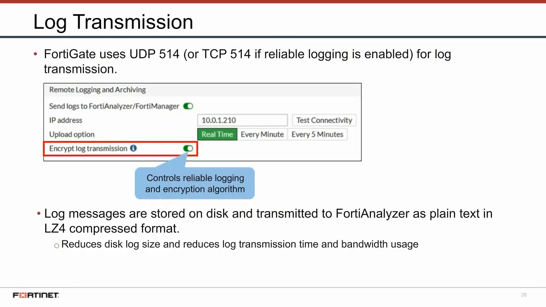FortiGate uses UDP port 514 or TCP port 514 if reliable logging is enabled for log transmission. Log messages are stored on disk and transmitted to FortiAnalyzer as plain text in LZ4 compressed format. This reduces disk log size and reduces log transmission time and bandwidth usage.